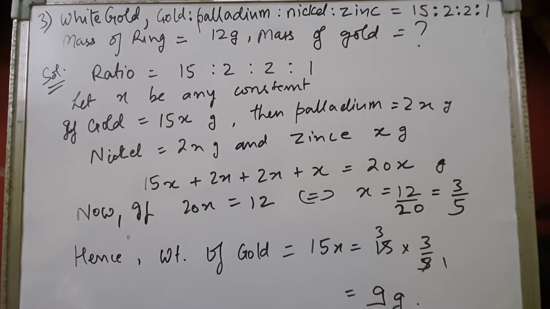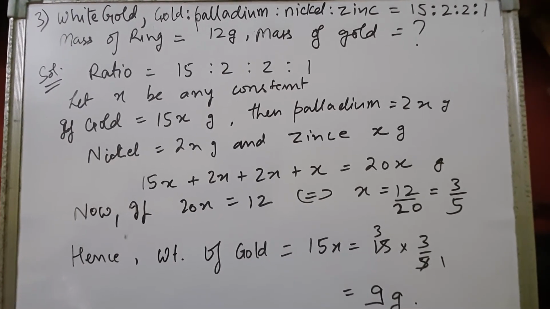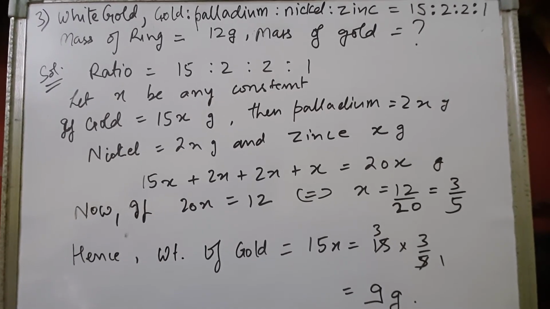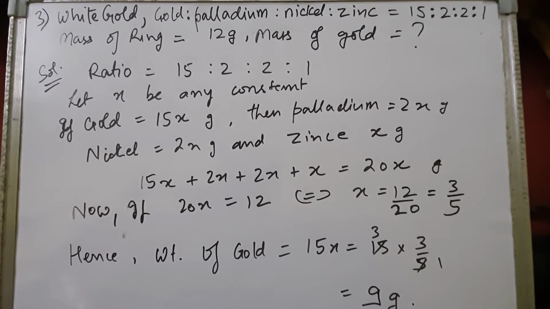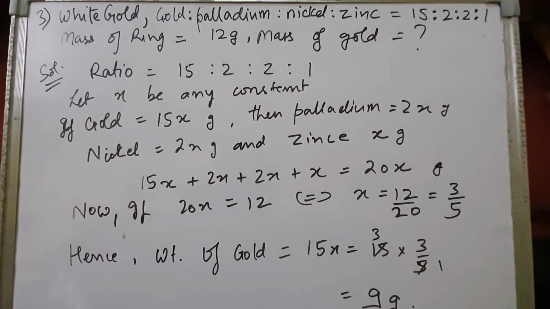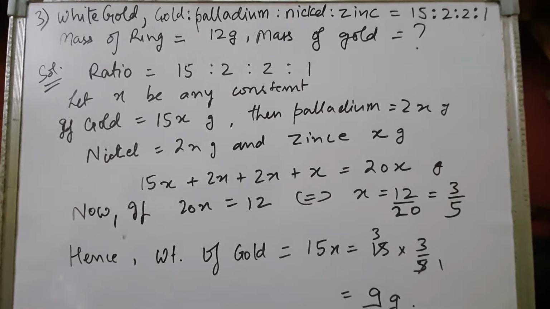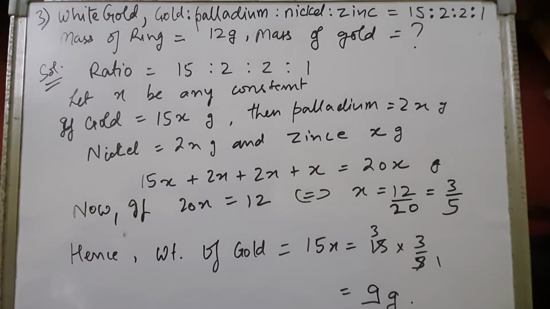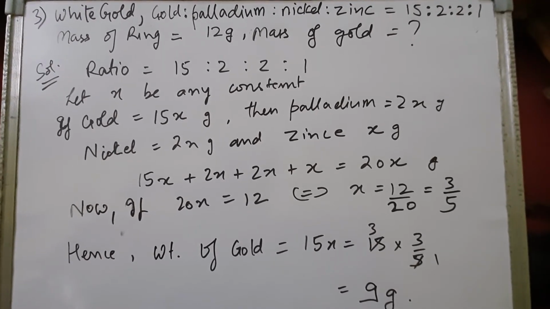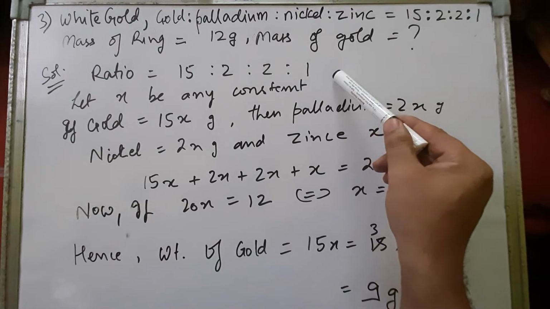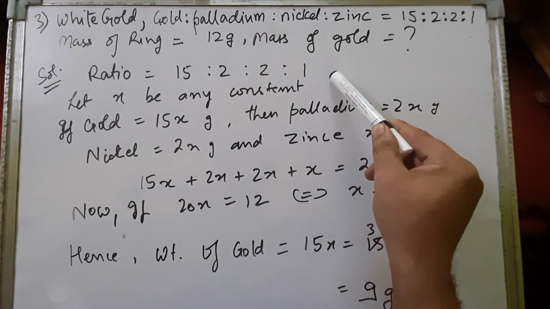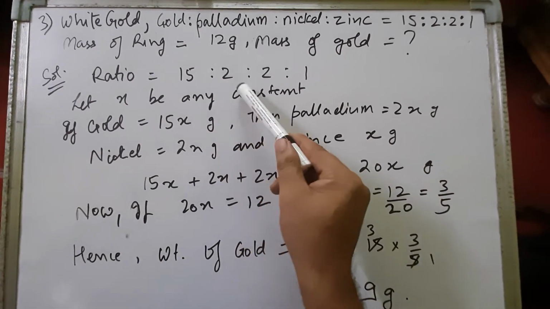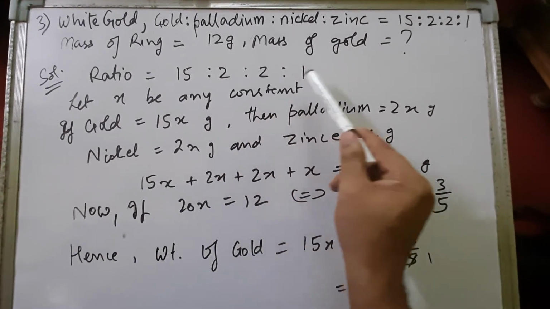Right? So we know that this gold ring has been made by mixing gold, palladium, nickel and zinc in the ratio of 15 is to 2 is to 2 is to 1. So the ring has 12 grams of white gold, and the question is you have to calculate the mass of gold in that white gold. Right? Let's see how the solution will go. The ratio is given 15 is to 2 is to 2 is to 1. Let x be any constant. Okay. So this is gold, this is palladium, this is nickel, this is zinc.